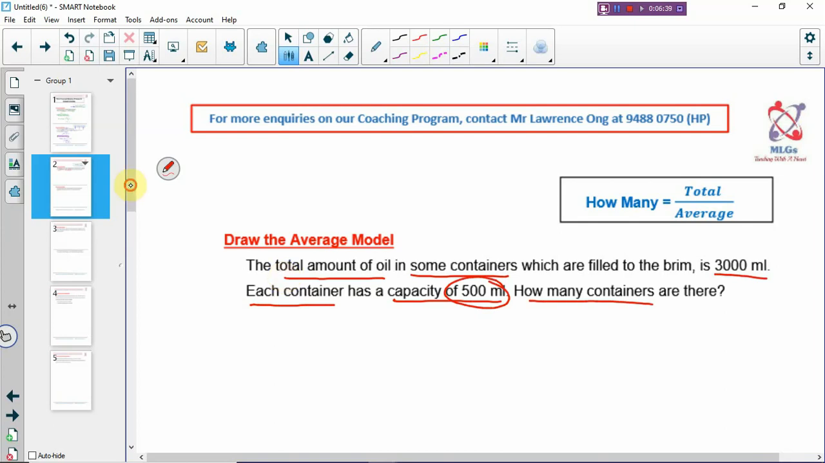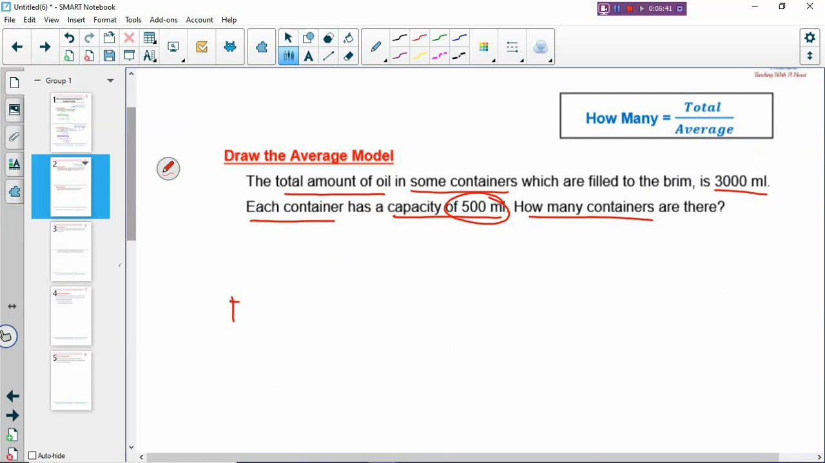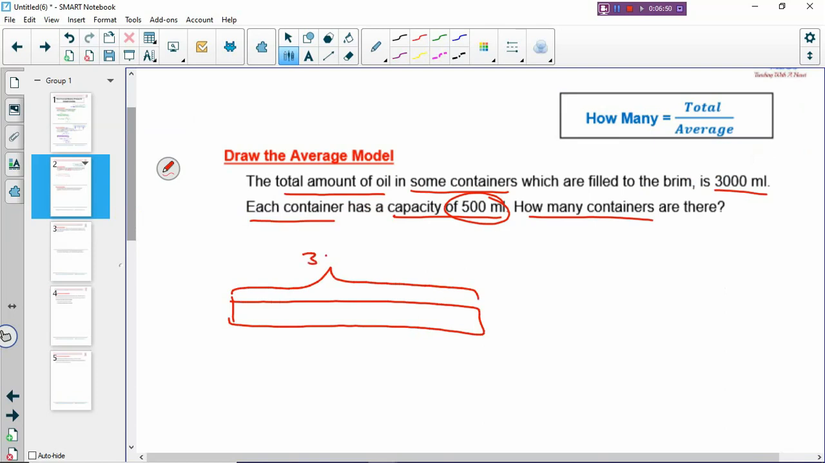So once again, we draw the average model. You always start with a rectangle. And what is the total amount of oil? The total amount of oil in all the containers is 3000 ml. Now this model is going to be quite interesting because we don't know how many containers there are, so we don't know how many boxes to cut. In primary 2 or 3, if you do not know how many boxes to cut, there is something called a broken model or dotted line. The dotted line shows that we don't know how many boxes to cut. So you have the first box and the last box, and in between we don't know how many boxes, so we have a dotted line.